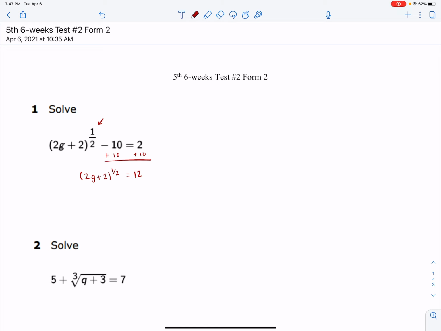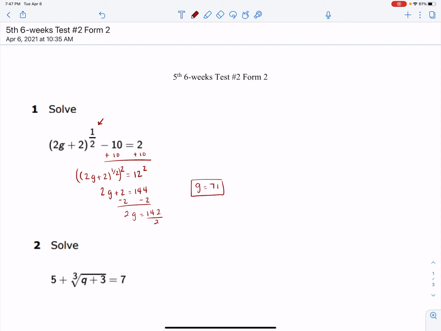In order to get rid of the 1/2 power, we're going to raise it to a power of 2, squaring both sides. So 2g + 2 = 144. Minus 2, so 2g = 142. Divide by 2, g = 71.